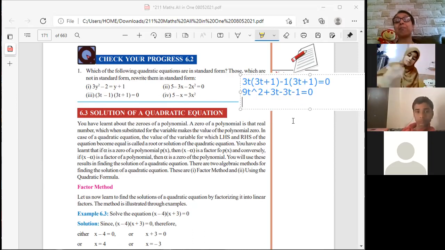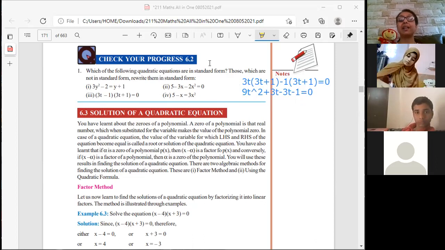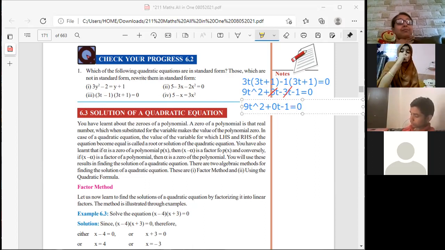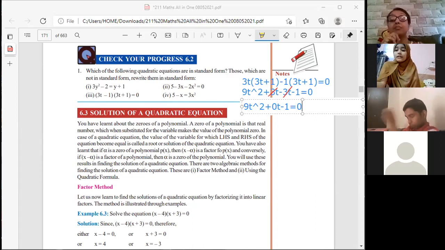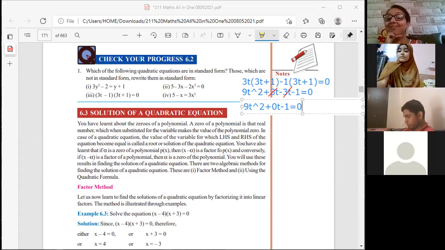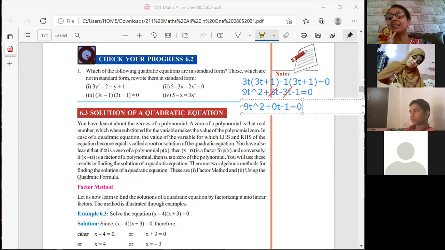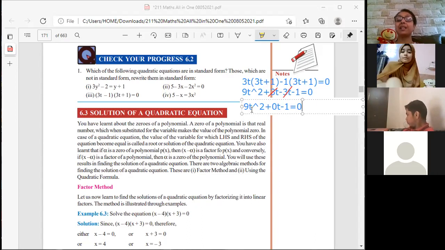Yes, teacher. Now look at 3t and minus 3t will be cancelled. Exactly. Plus 3t and minus 3t will be cancelled. So what should I write in this place? 0t. So I'm going to write 9t square plus 0t minus 1 is equal to 0. Now tell me, is it in the standard form? Yes. Now, teacher, now we'll get minus 0t, right? Because plus in minus becomes minus. Beta, 0 will not have negative number at all. We never have minus. 0 is always positive. Yes? Is it very clear till here?